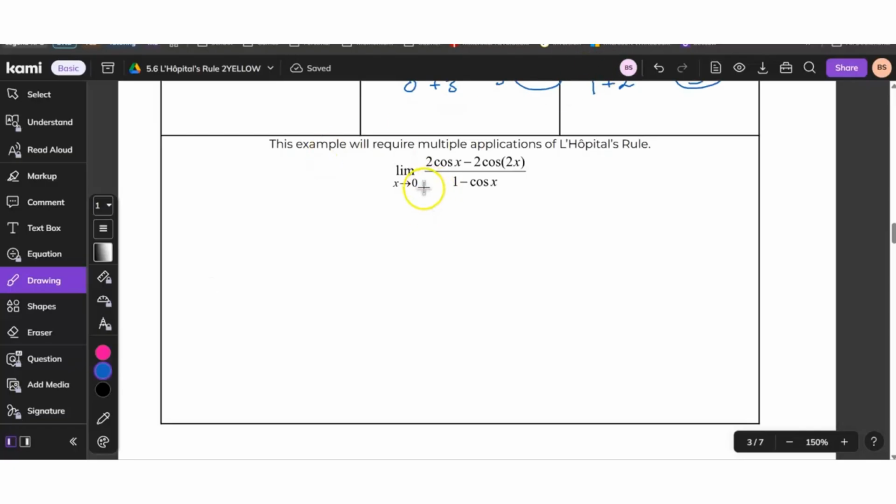All right, let's look at it. So first of all, I plug it in. Cosine of 0 is 1. Cosine of 0 is 1. 2 minus 2 is 0. 1 minus cosine of 0 is 1. 1 minus 1 is 0. All right, so let's do some L'Hopital.